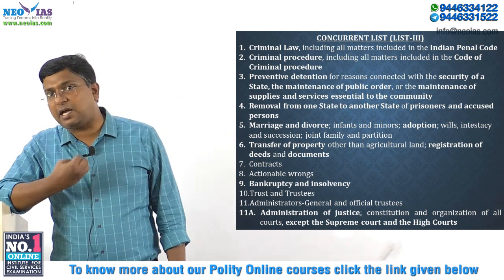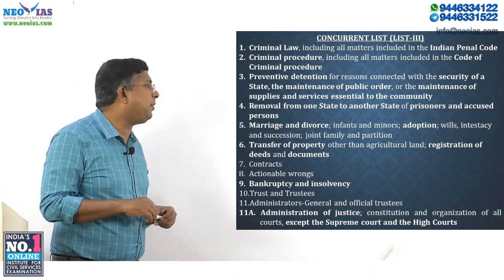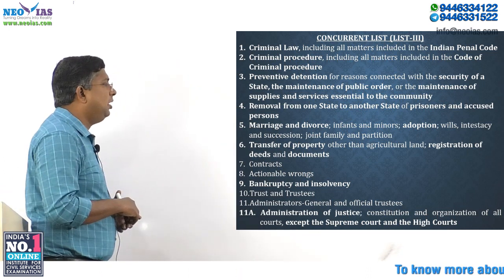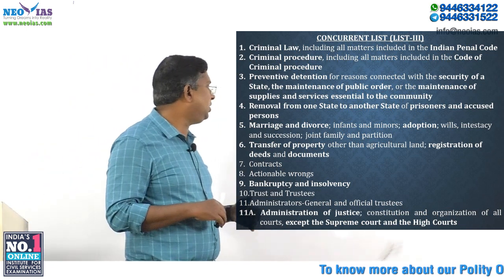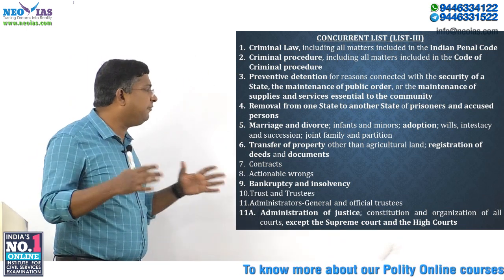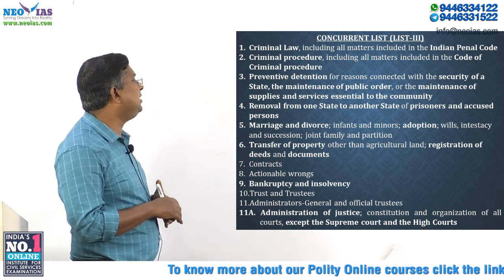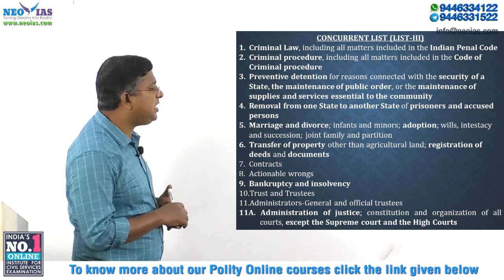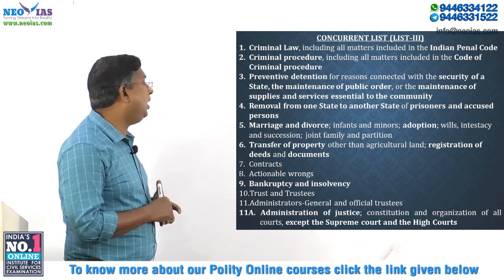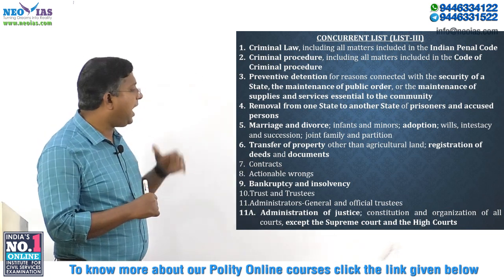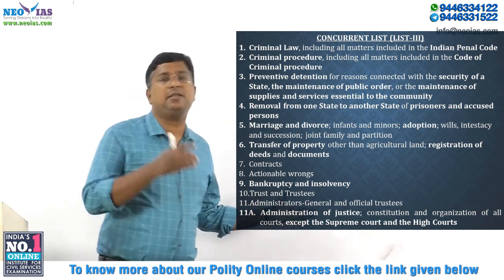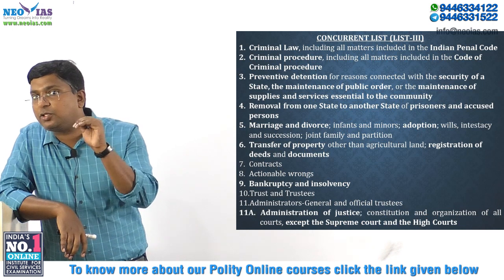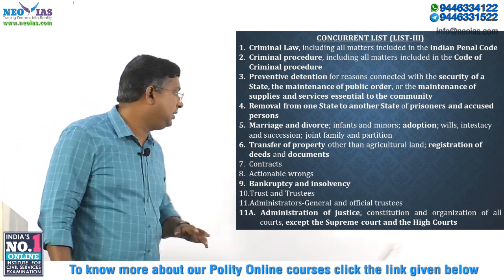Marriage and divorce comes under the concurrent list. Infants and minors, adoption, wills, intestacy and succession, joint family and partition, all come under it. So anything regarding family matters comes under the concurrent list. Transfer of property other than agricultural land, registration of deeds and documents comes under the concurrent list. Contracts, actionable wrongs, bankruptcy and insolvency. This is a very interesting point: bankruptcy and insolvency is under the concurrent list.